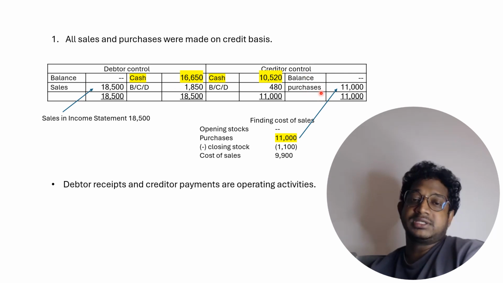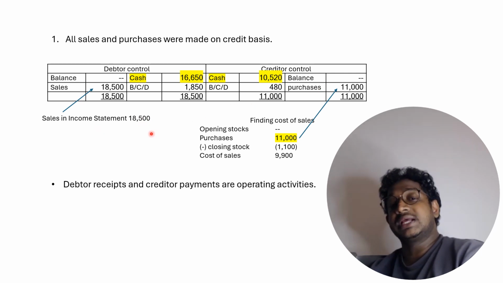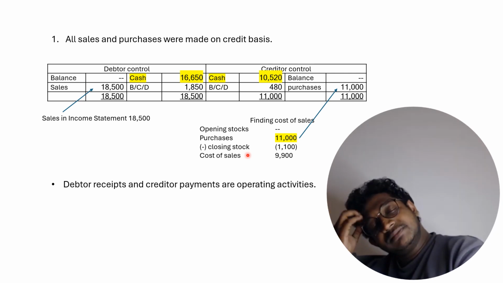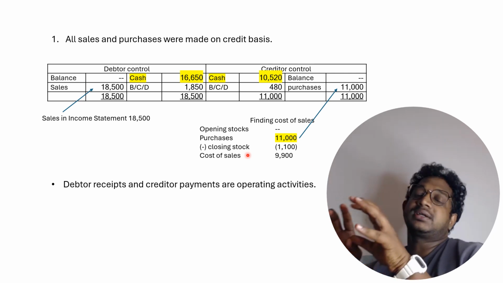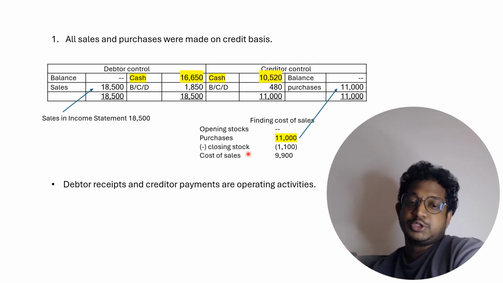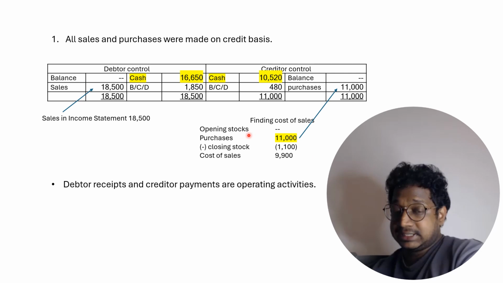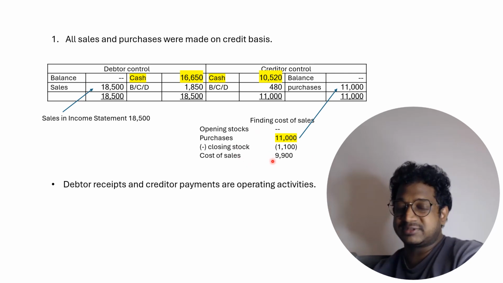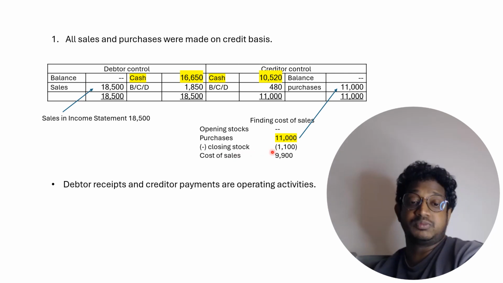In creditors, we have to consider purchases here, but you can't get purchases directly from the income statement like we did with sales, because in the income statement, the purchases are included in cost of sales. So you have to extract purchases from cost of sales. How to find the cost of sales? Opening stock plus purchases minus closing stock. And here there is no opening stock. Your cost of sales is given in the income statement, 9,900, and closing stock is given in the SOFP, 1,100. So together, your purchases are 11,000.